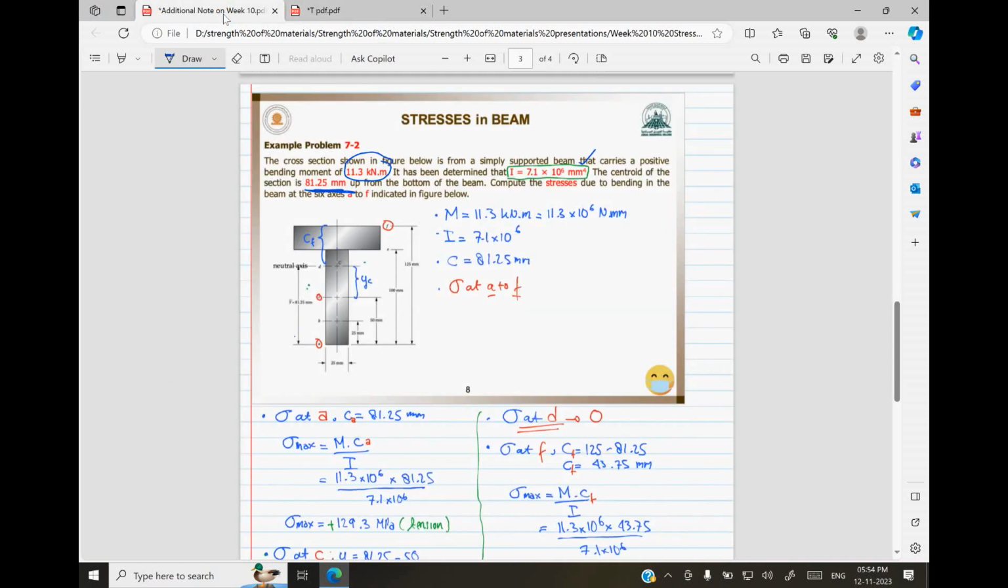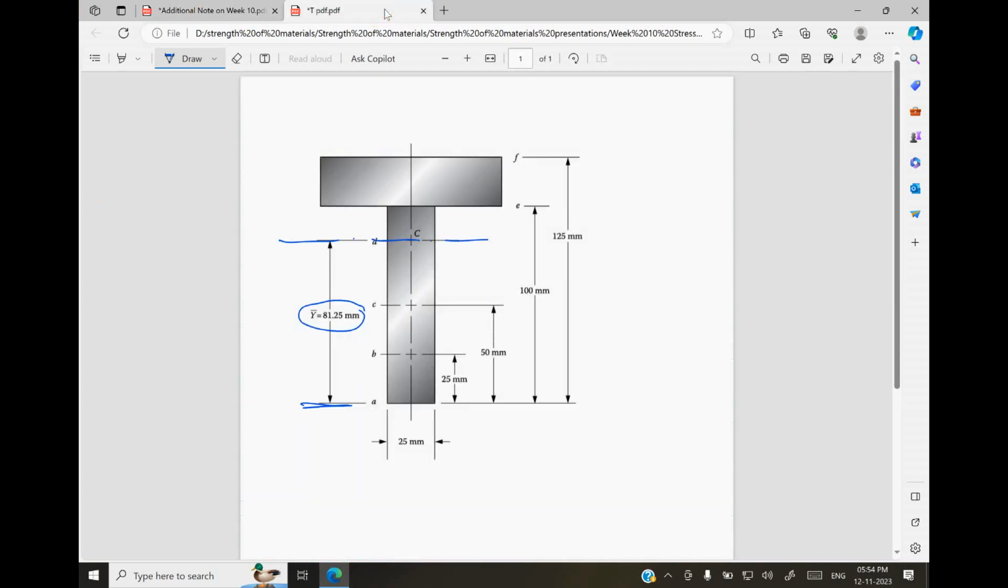Now what he wants is to compute the stresses due to bending in the beam at axes A to F indicated in the figure below. So he wants me to find out the bending stresses at different points. What are the different points? You have point A, point 2, point 3, and then again he wants point 4, is it not? At these points, he wants us to find out the bending stresses. Okay. We have the formula. The formula is very simple and we know it: M by I is equal to sigma by y.